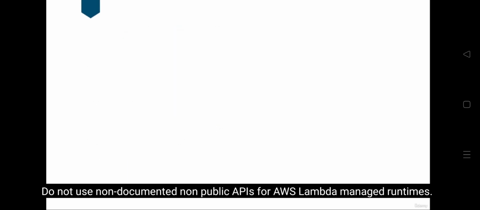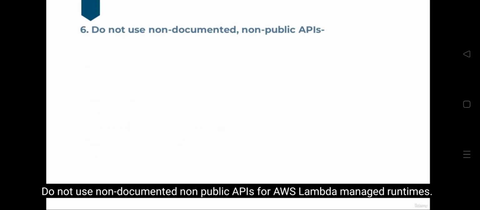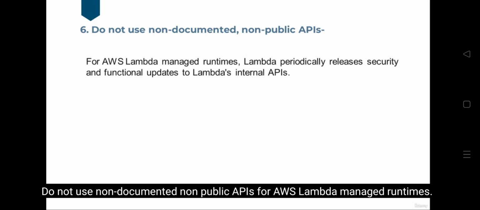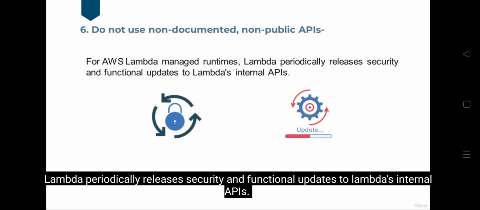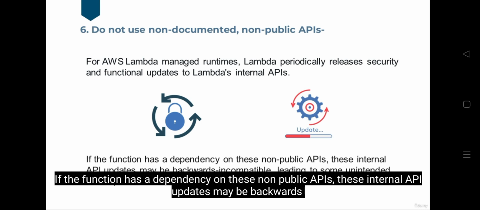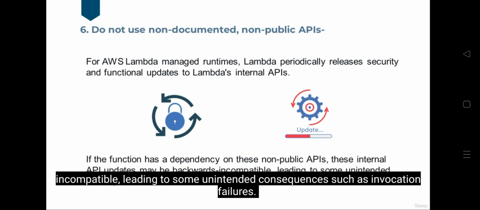6. Do not use non-documented, non-public APIs. For AWS Lambda managed runtimes, Lambda periodically releases security and functional updates to Lambda's internal APIs. If the function has a dependency on these non-public APIs, these internal API updates may be backwards incompatible, leading to some unintended consequences such as invocation failures.